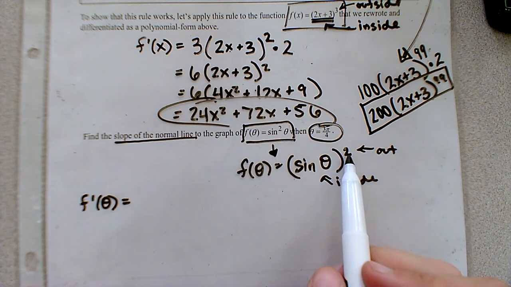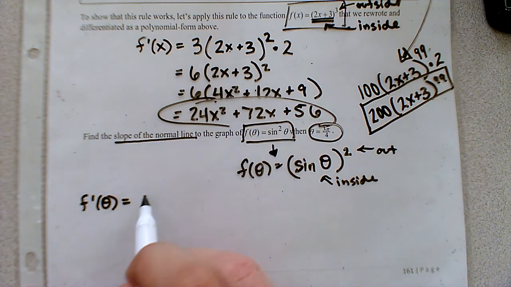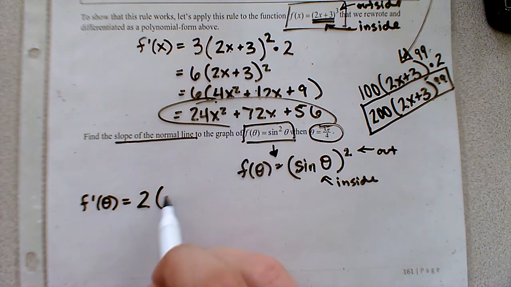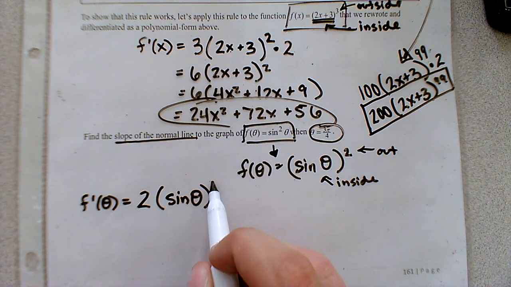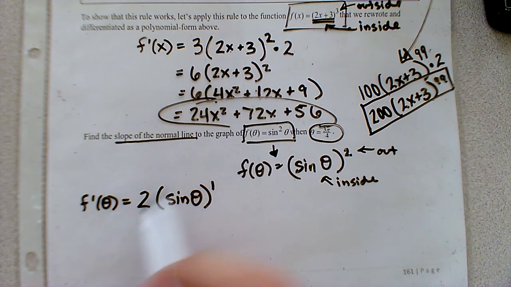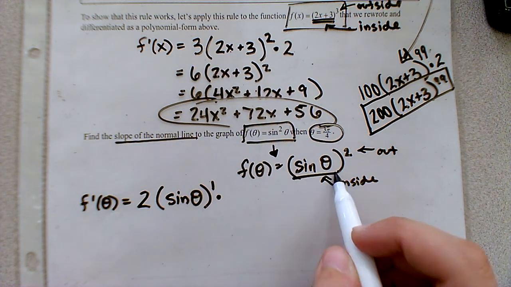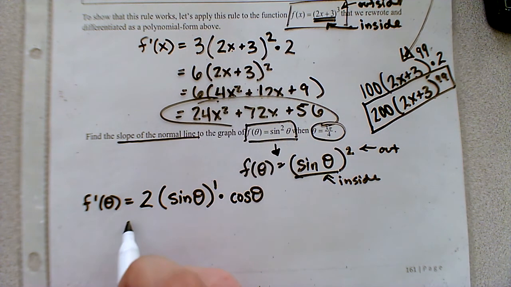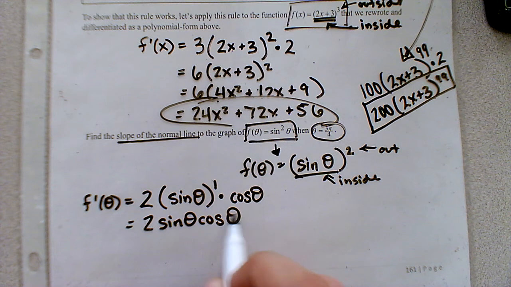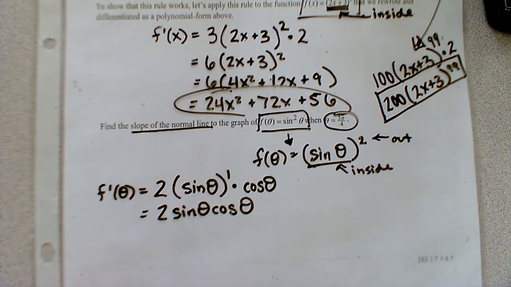The derivative of the outside would be the power of 2, so we'll bring down the 2. We'll keep the inside quantity. Our new power would be 1, because we brought the 2 down. And we have to multiply by the derivative of the inside, which would just be cosine. So if you actually want to rewrite this, this would be 2 sine cosine. All right, so there's our derivative.